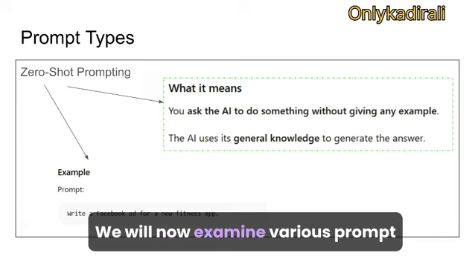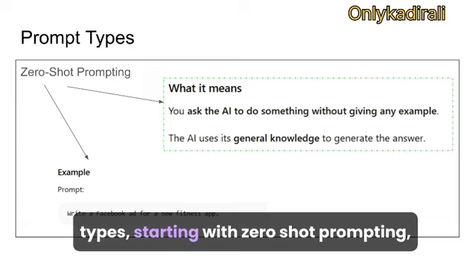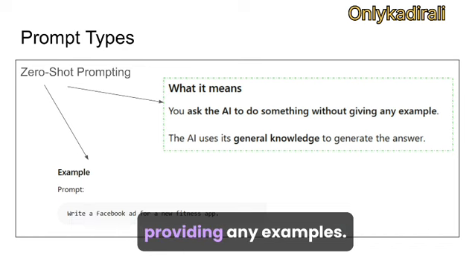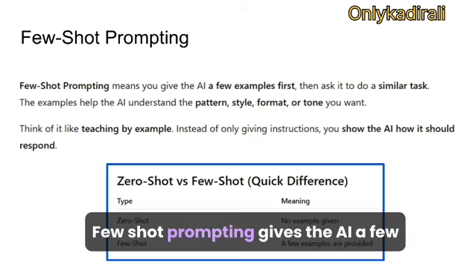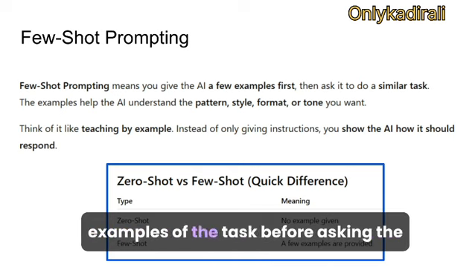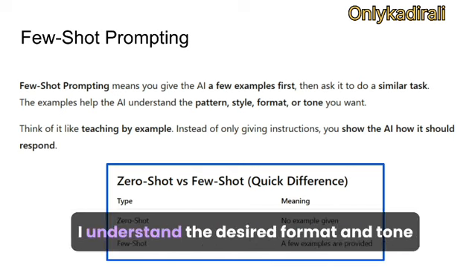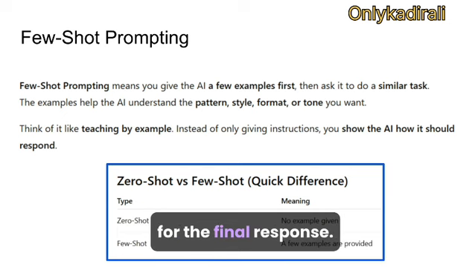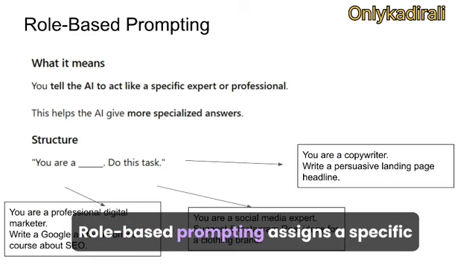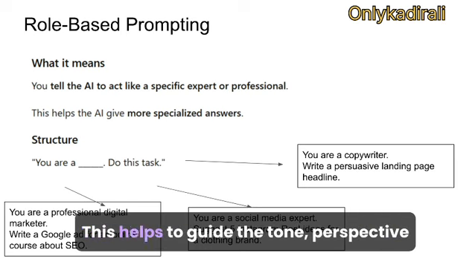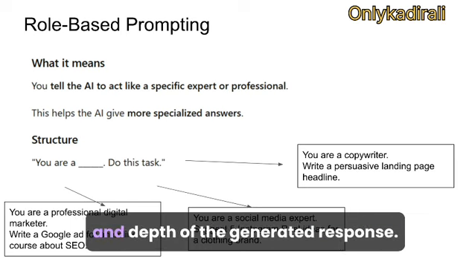We will now examine various prompt types, starting with zero-shot prompting, which involves asking a question without providing any examples. Few-shot prompting gives the AI a few examples of the task before asking the main question. This helps the AI understand the desired format and tone for the final response. Role-based prompting assigns a specific persona or profession to the AI. This helps to guide the tone, perspective, and depth of the generated response.